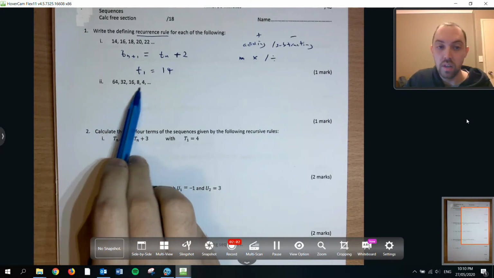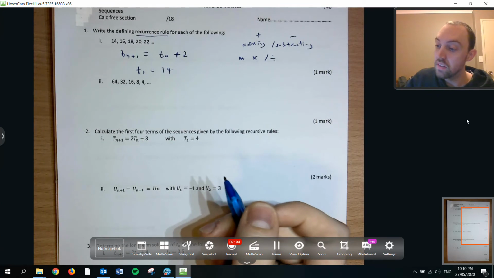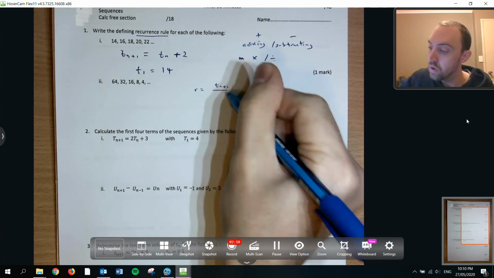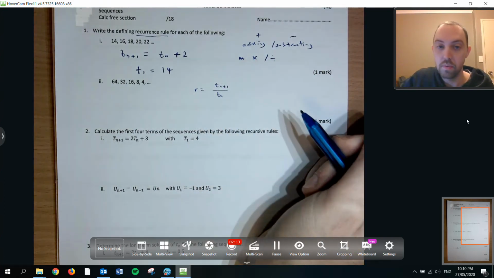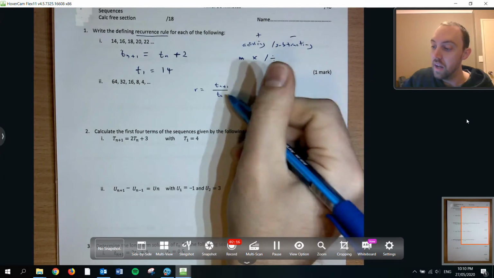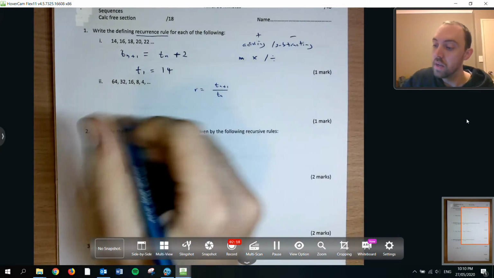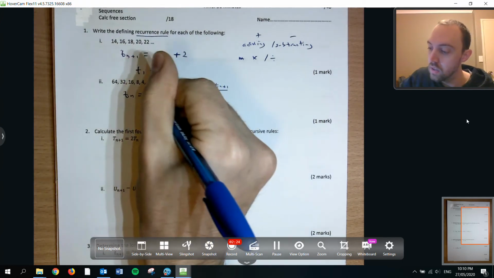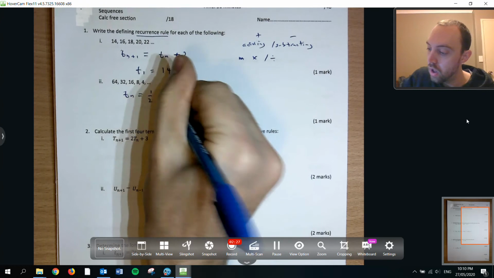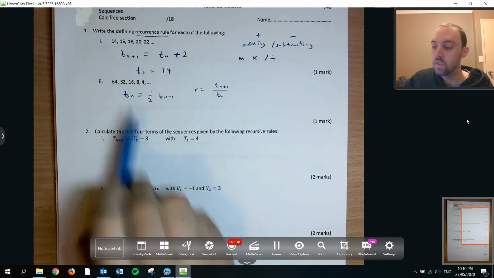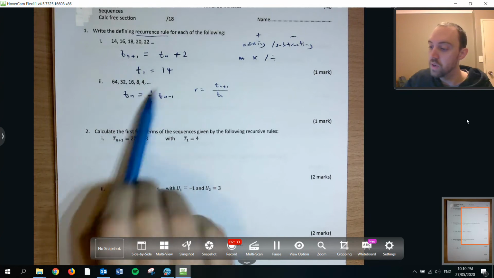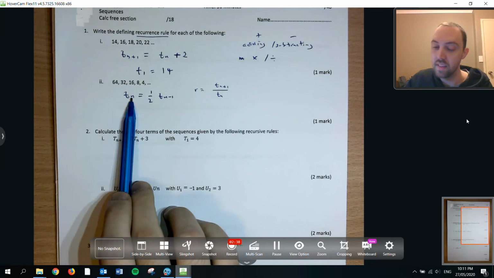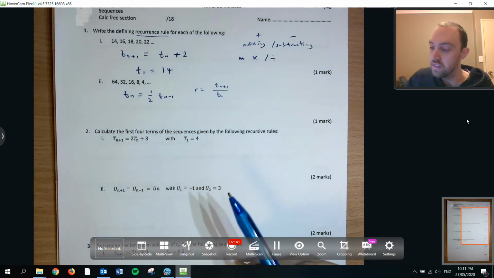64, 32, 16, 8, 4. This looks like I'm halving each time. You can check your common ratio, remember, by your next term divided by the previous term. If it has a constant ratio, then you definitely know it's geometric. I'm pretty sure this is half. As long as the subscript is 1 apart, or this right hand side is 1 less than the left hand side, then it's a fine rule.